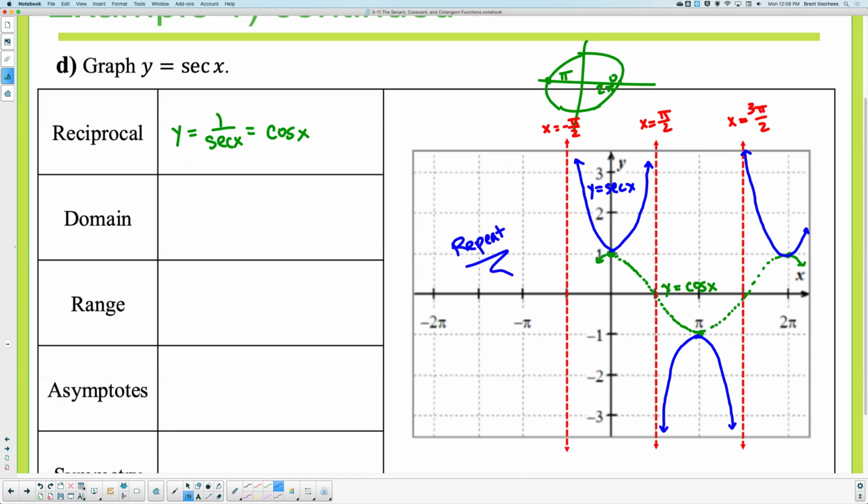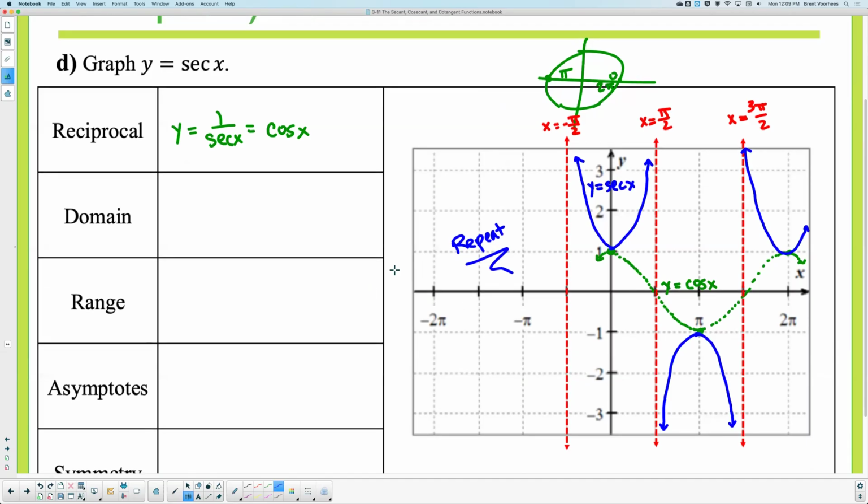Everybody follow along. How are we going to do that? So, the graph, all the reciprocals. You're going to do the reciprocal functions, which means cosecant, secant, and cotangent. You're really going to think about sine, cosine, and tangent to accomplish the task. All right, let's talk about domain.